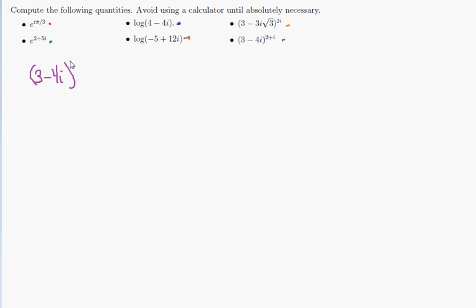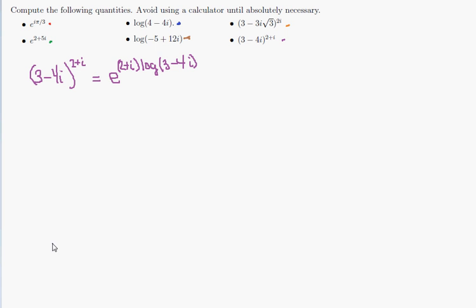to the 2 plus i. I'll say right at the start that this one's going to be a mess. This one's equal to 2 plus i times the logarithm of 3 minus 4i.